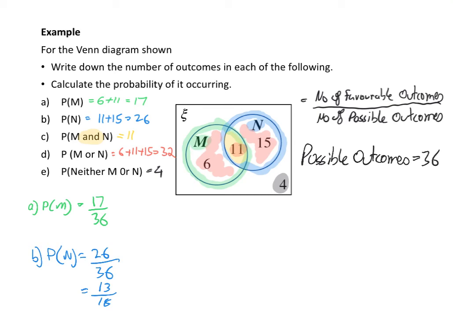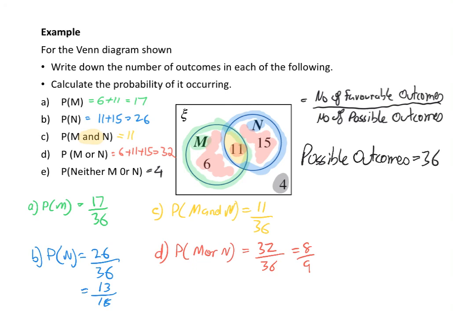Continuing on with C, the probability of both M and N is equal to 11 over 36. D, the probability of M or N is equal to 32 over 36. And again, that can be simplified down to be equal to 8 over 9. So the probability of someone selecting M or N was 8 over 9.